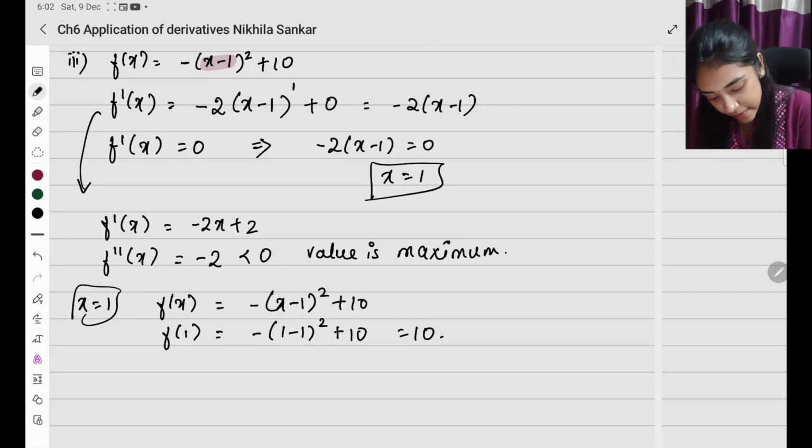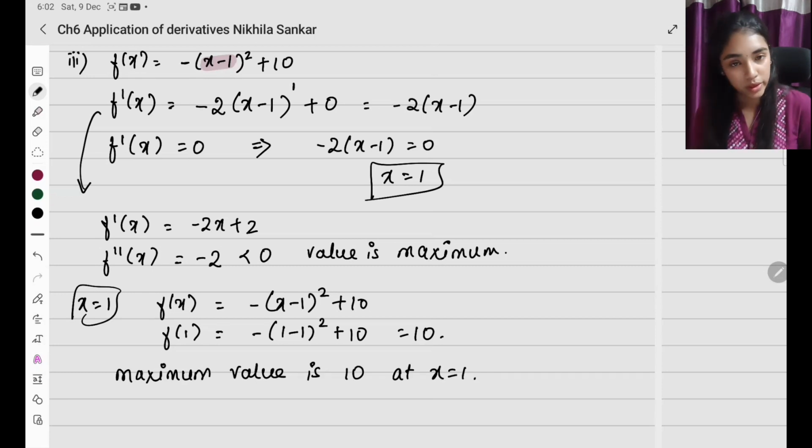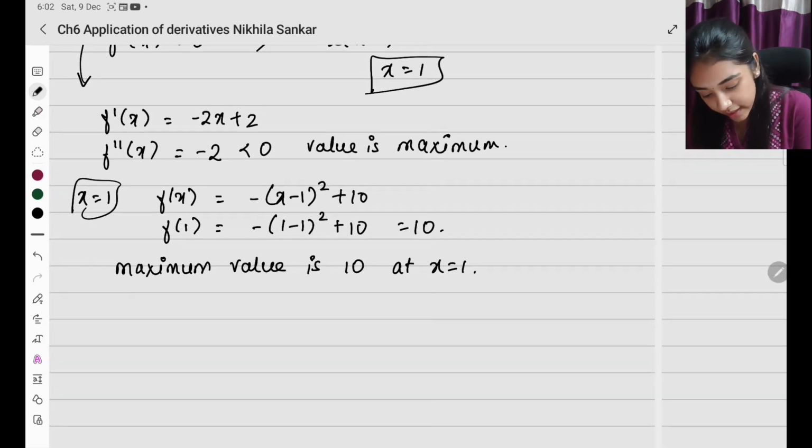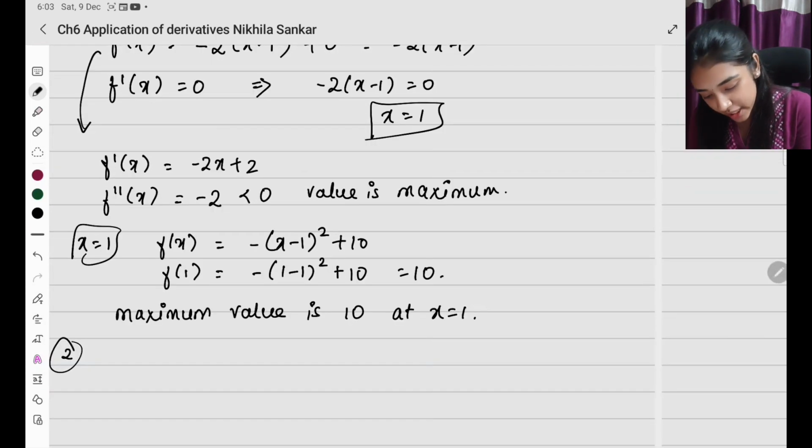So final answer enna? Maximum value is 10 at x equals 1. Okay? இப்போ இதை நம்ம second methodல போட்டா எப்படி இருக்கும்? I'll solve it in that way also. So second method, question and I'll write my question first.